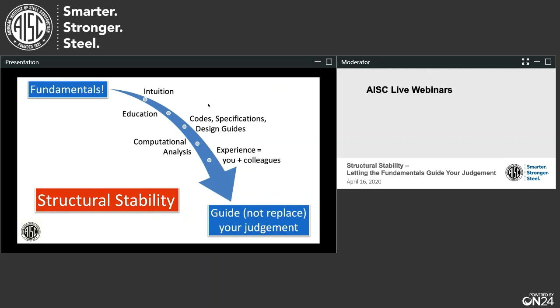Let it inform you, working with the experience with you and your colleagues. And all of these things factor into your judgment. And they're not there to replace it. They're there to guide it. Nothing could be more true in the world of structural stability.